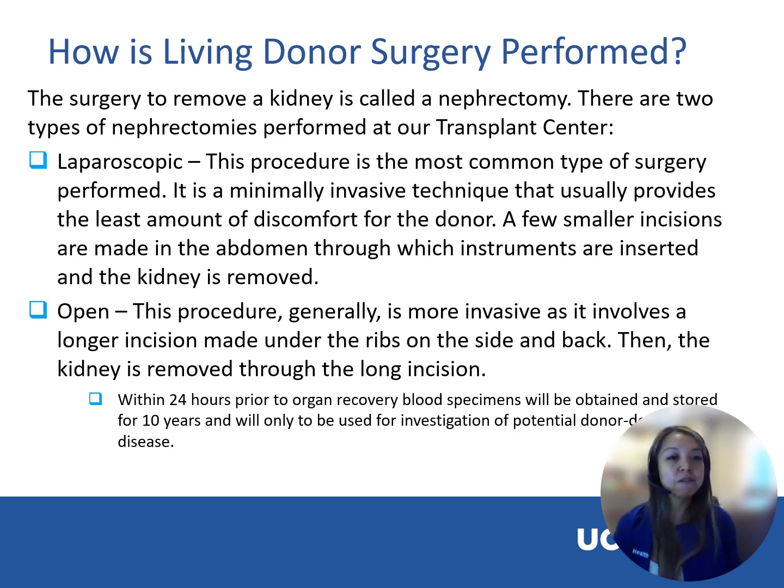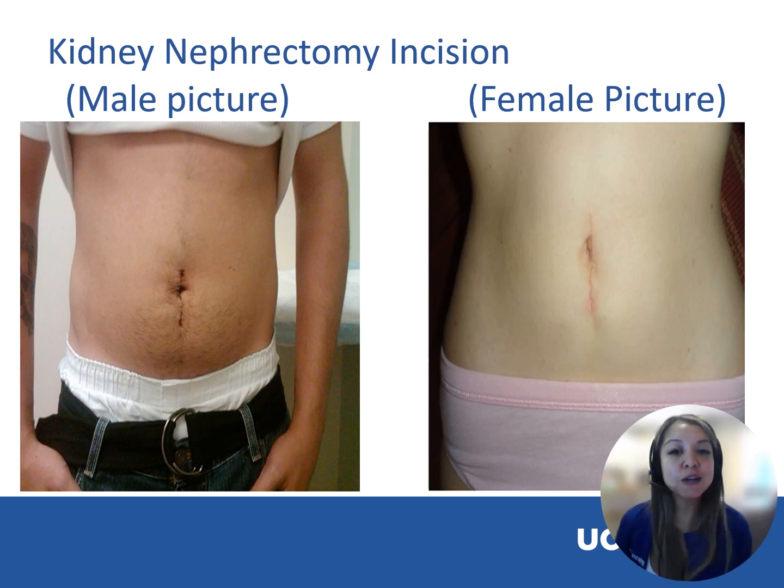The second type of technique is called an open, and normally it is more invasive and involves a longer incision made under the ribs on the side and back. So if you take a look at this slide, we give an example of what the nephrectomy incision looks like for the laparoscopic procedure. So we have a male picture where you can see the vertical scar through the belly button, and then the female picture as well.